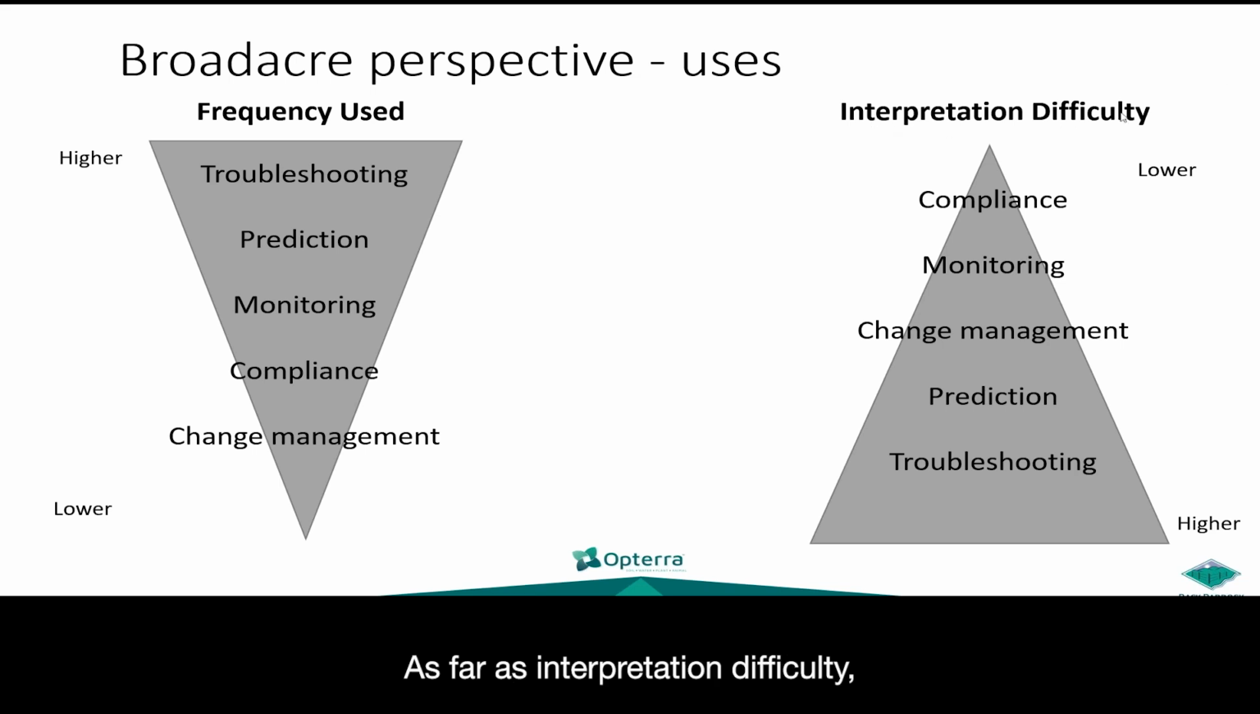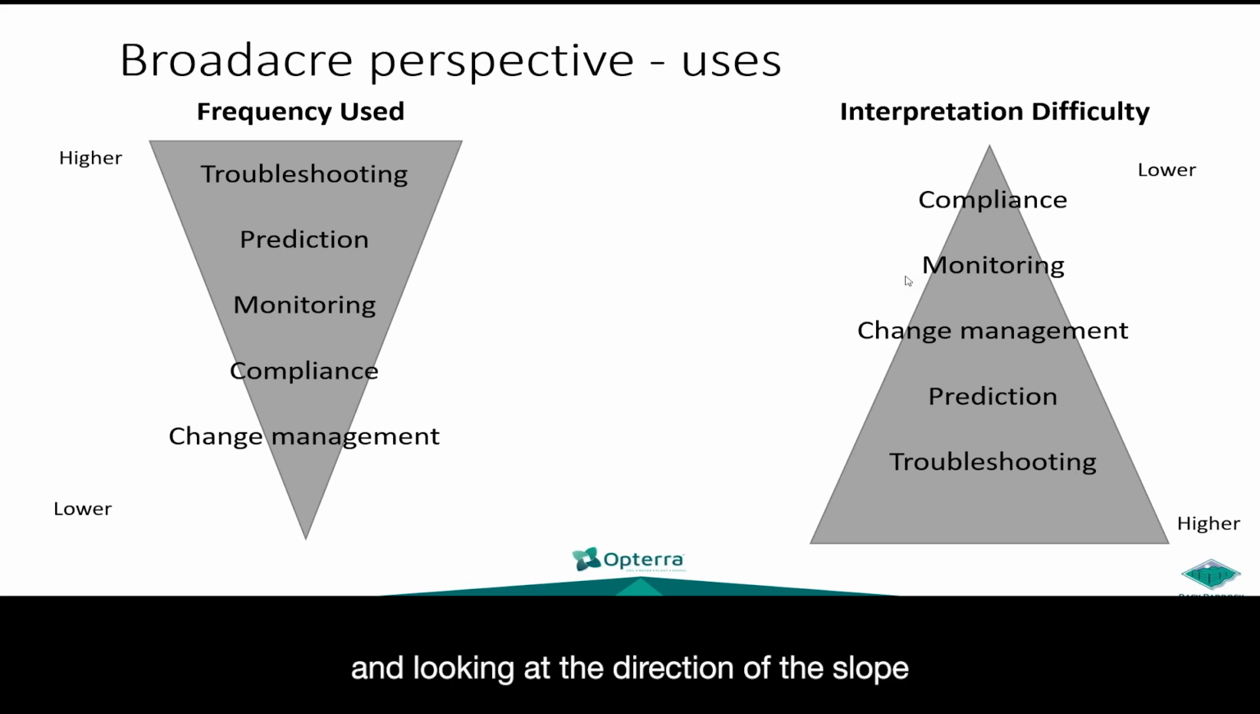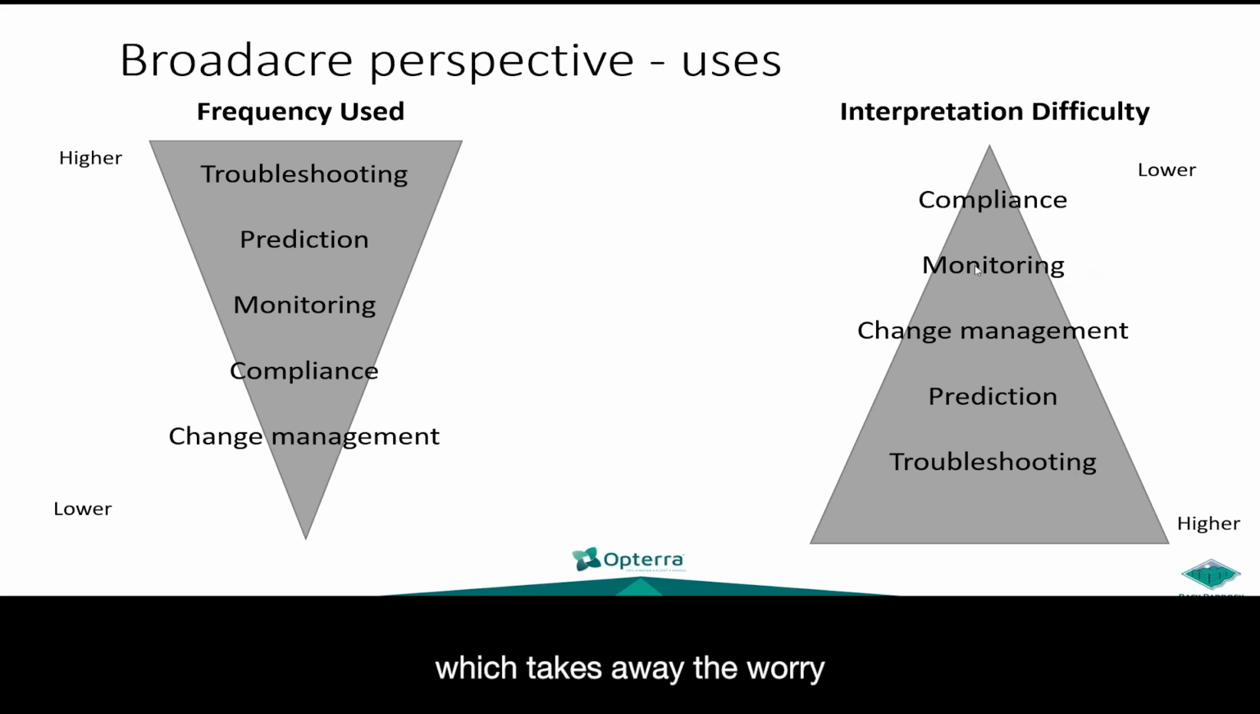As far as interpretation difficulty, compliance is probably the easiest, because you've got a set of guidelines that are provided by somebody, and they say, do your samples meet that compliance guideline? If it's yes, you're compliant. If it's no, it's not. So compliance is pretty easy. Monitoring is relatively easy, because you're actually taking numbers over time and looking at the direction of the slope of a nutrient concentration in plant over time, which takes away the worry and the wonder about whether that single sample was truly representative of what was going on in that situation.